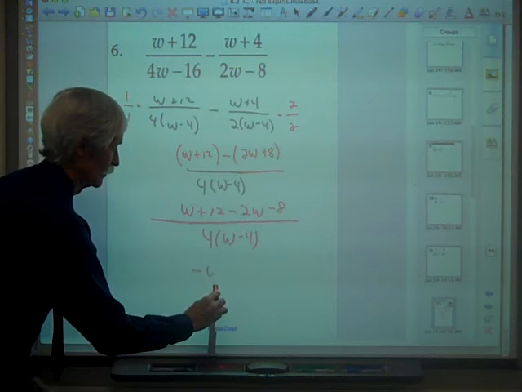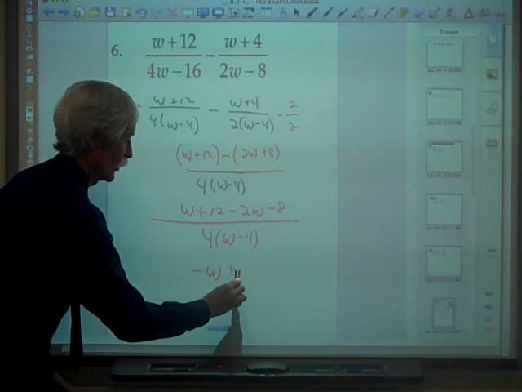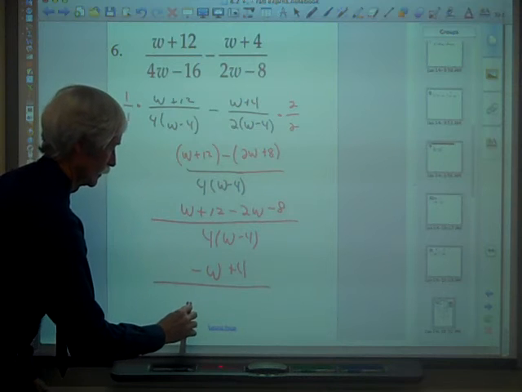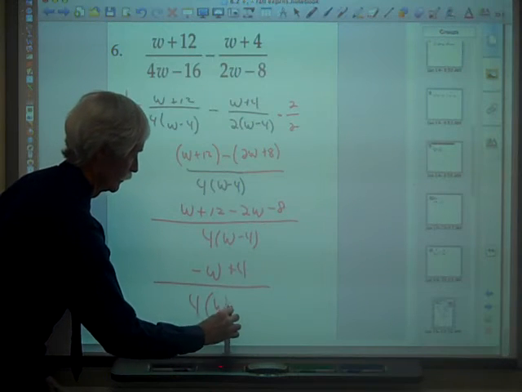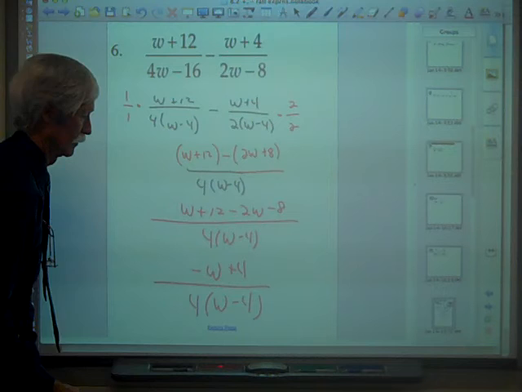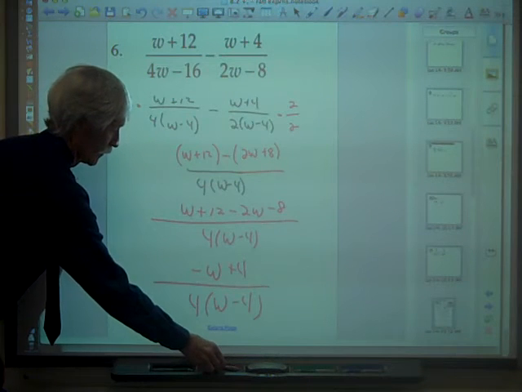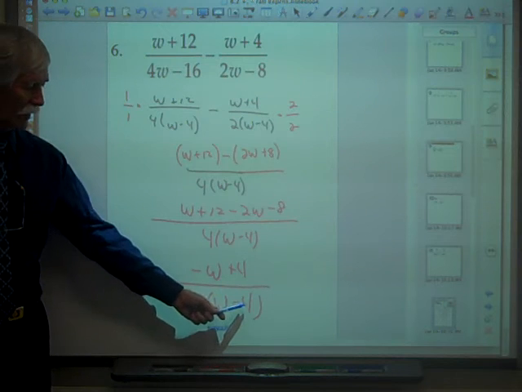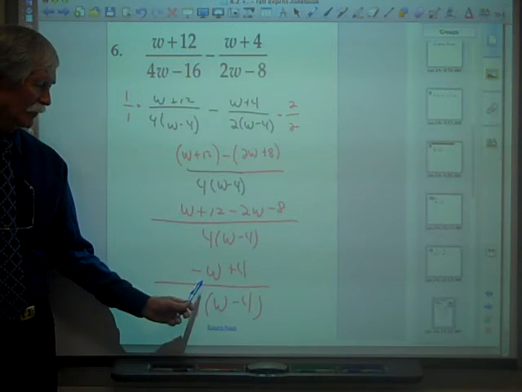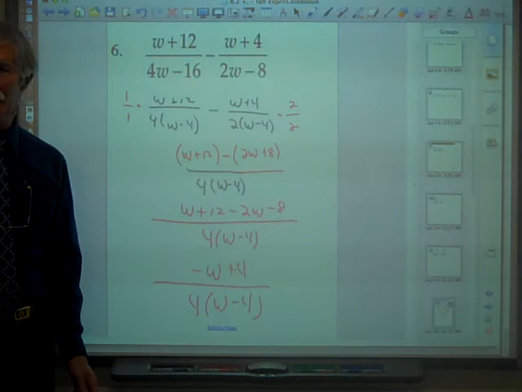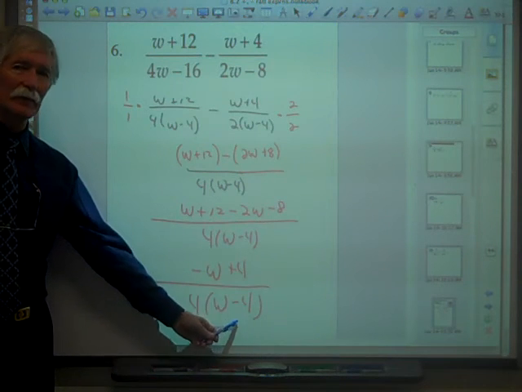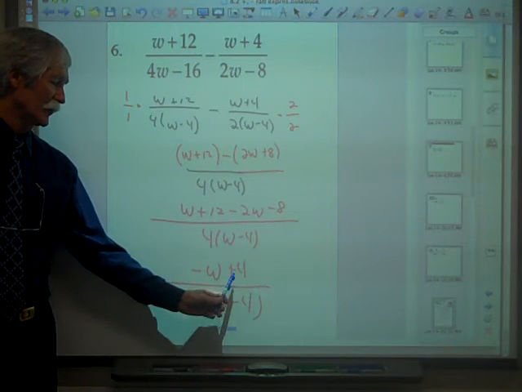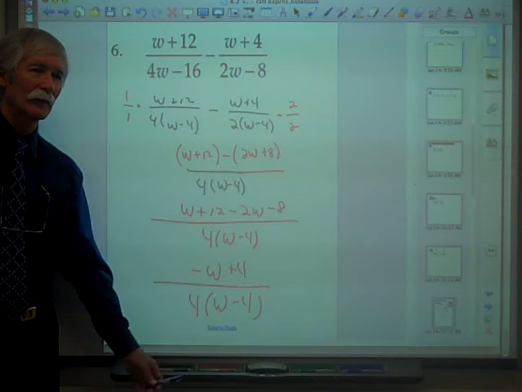Minus w plus 4. And then that. And what about this? That cancels out, but it makes negative 1, right? Way to go, Marcia. Are these exactly backwards? Minus w plus 4 and w and minus 4.